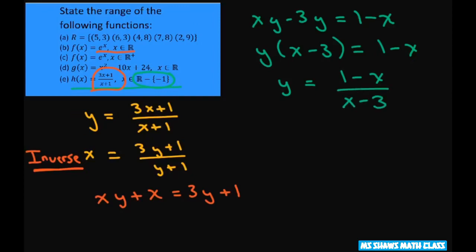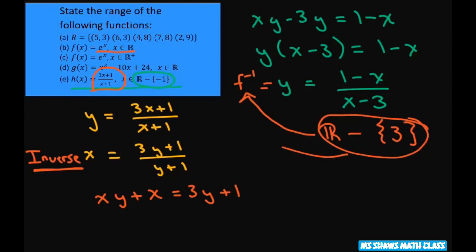So basically, this is your inverse. Your domain is going to be all real numbers minus 3. So let's write minus the set 3. That's your domain of the inverse, which happens to be the range of this. So when it's asking for the range, this is your answer.